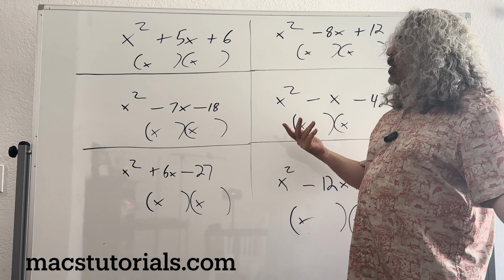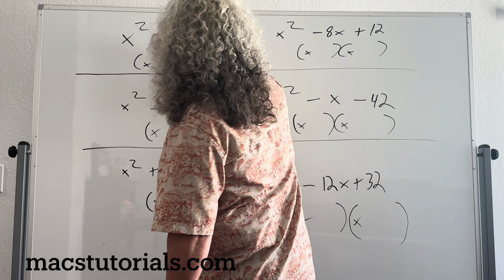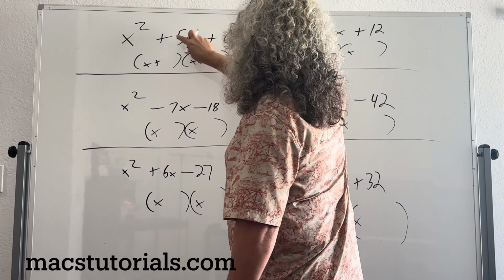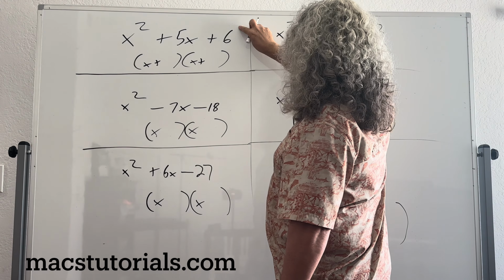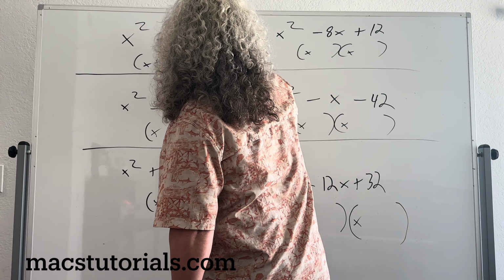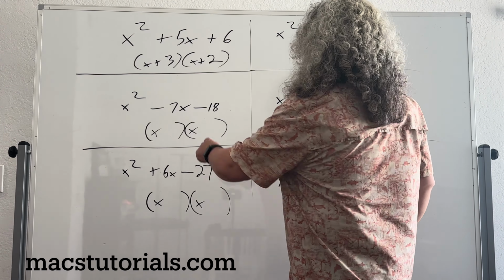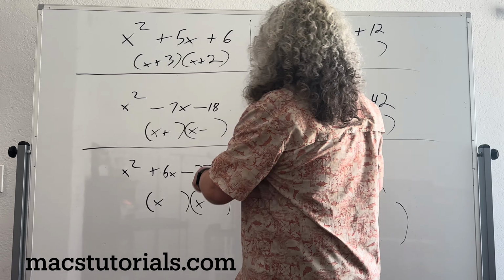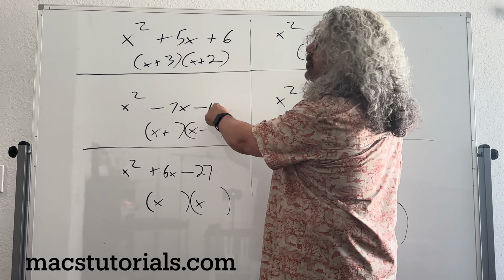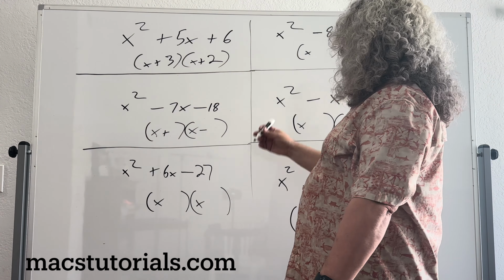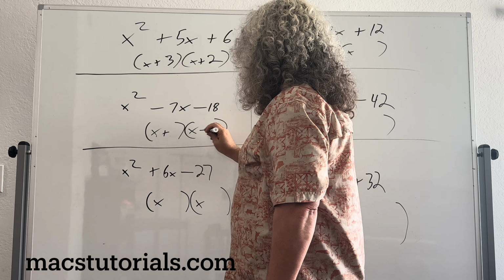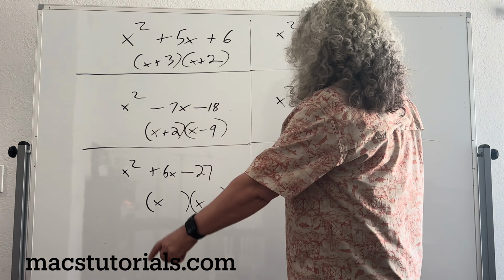Third term positive, signs are the same. Take the sign of the middle number, which is plus, plus. Factors of 6 that add to 5: 6 and 1, now that's 7, 3 and 2, boom, 3 and 2, done. Third term negative, signs are going to be different, so I'll write them in right now. What multiplies to 18 but subtracts to 7? That would be 9 and 2. 9 is the larger number, so it goes with the negative, and the 2 goes with the positive.